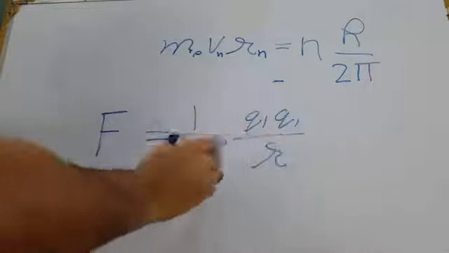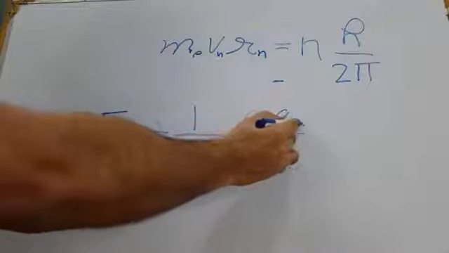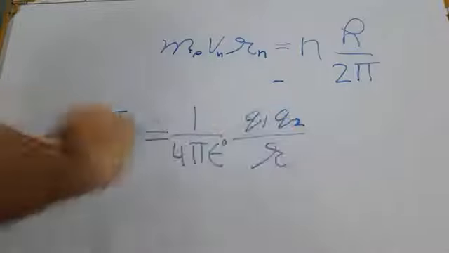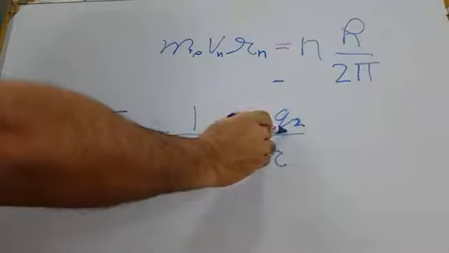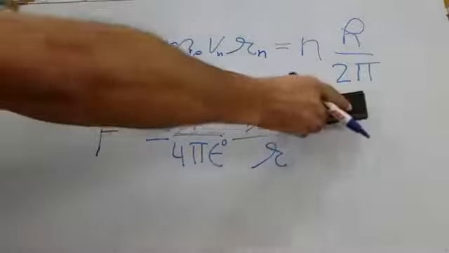Here Q1 is what? The charge on the nucleus. Q2 is what? Q2 is the charge on the electron. We know that the quantity of charge on an electron and a proton is equal, just opposite in sign, positive and negative, but the quantity is equal to the charge of the electron.